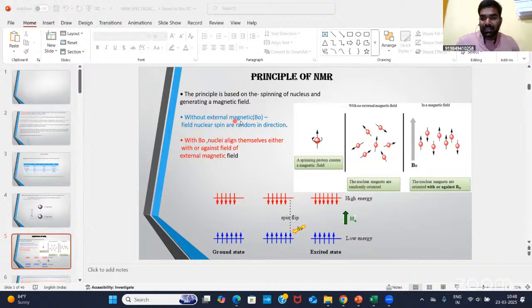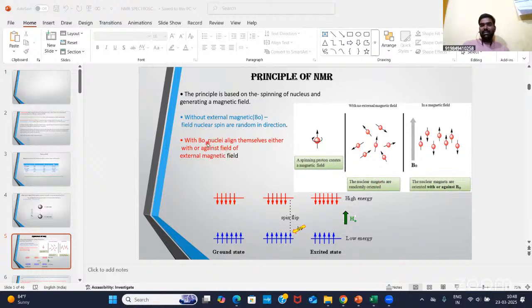So without an external magnet, if there is no external magnetic field, the nuclear spins will be random like this. You can see here the spinning proton creates a magnetic field. With no external magnetic field, the orientation and movement of these protons are in different directions. You can see here the nuclear magnets are randomly oriented.